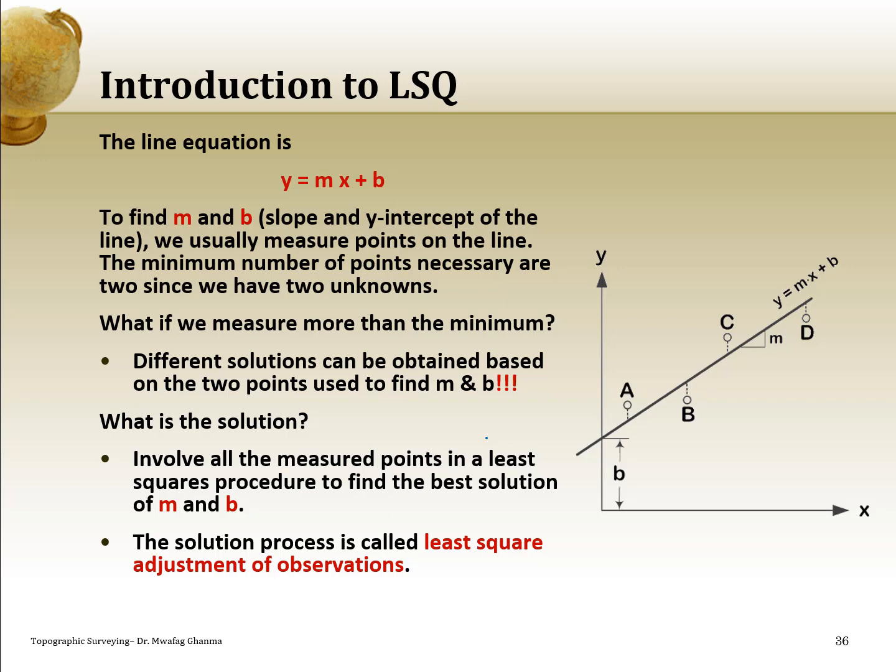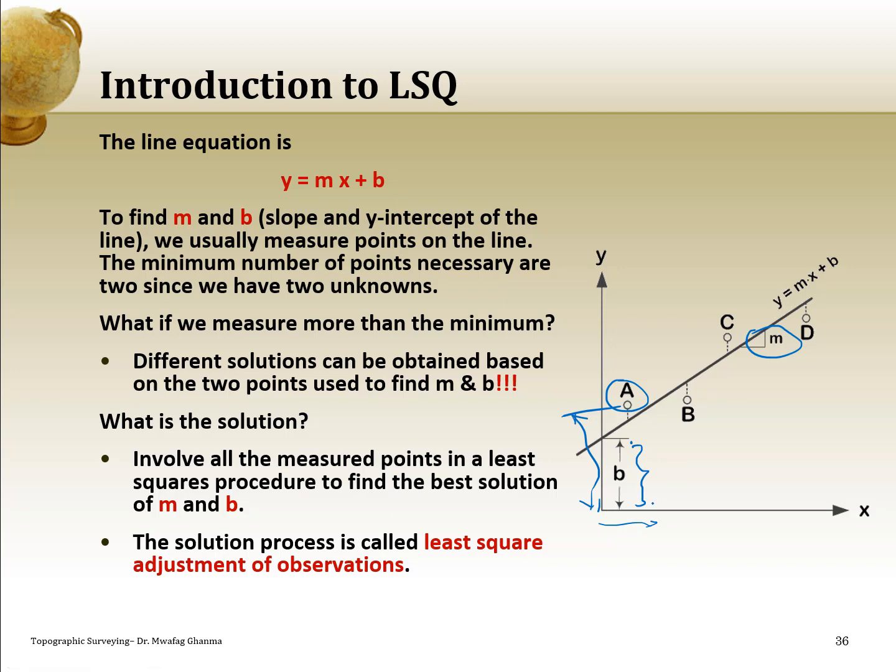Line equation, y equals mx plus b, where y is the y value of a point, x is the x value of the point, m is the slope of the line, b is the y intercept, as you can see in this drawing. This is the y-intercept, and here is the slope. And for any point, for example A, the y value of A is equal to the x value multiplied by the slope plus b, which is the y-intercept.